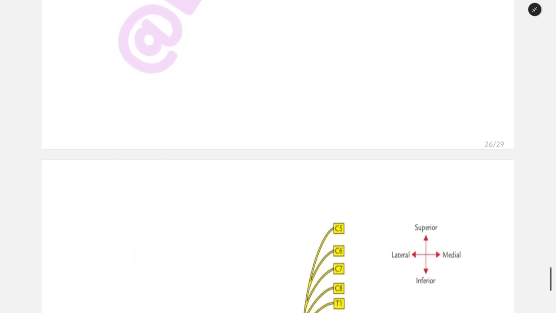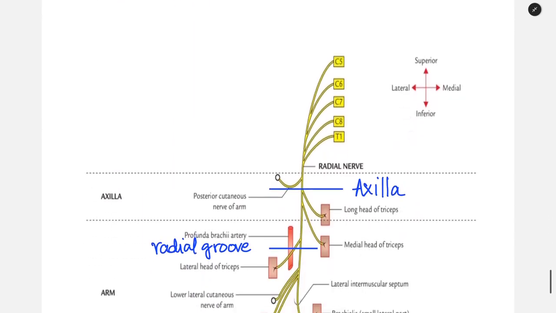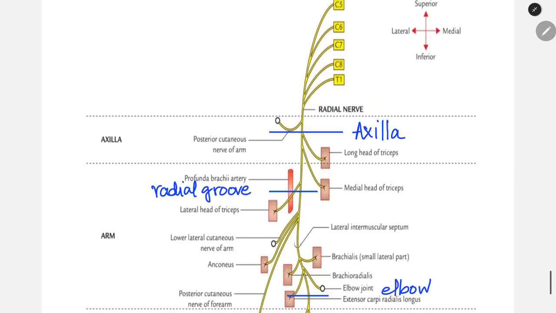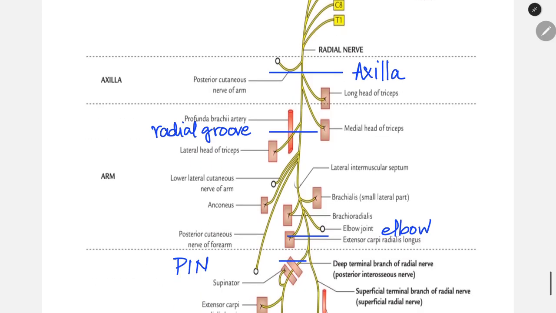Course and relations. It arises from the posterior cord of the brachial plexus. It passes through the axilla. It passes through the lower triangular space. After passing through the lower triangular space, along with the radial nerve, you also have the profunda brachii artery accompanying it. In the axilla, it gives three supplies: the long head of triceps, the medial head of triceps, and the posterior cutaneous nerve of arm.